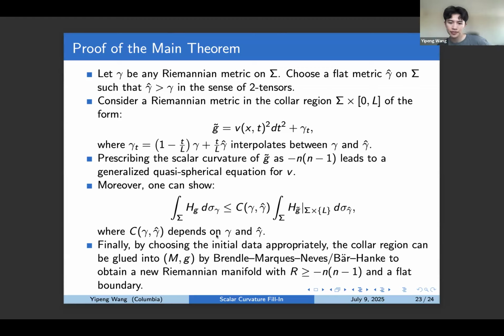And for such a gluing machinery, there are a lot of ways you can do it, either by Brendle, Marcus, Nevis, and also Bär and Hennecke have some work to do that. By doing that, that will reduce us to the case that I was talking about slightly earlier, when your boundary is a flat metric, and then you can just apply the result there, and that shows that the integral of the mean curvature is always bounded by this constant.